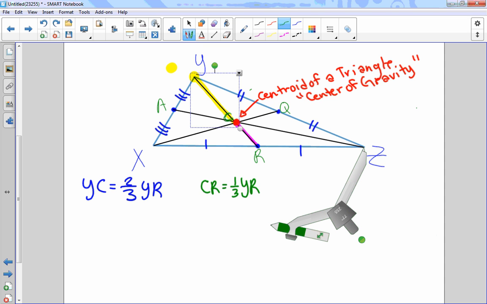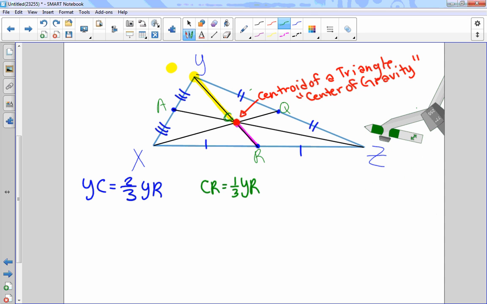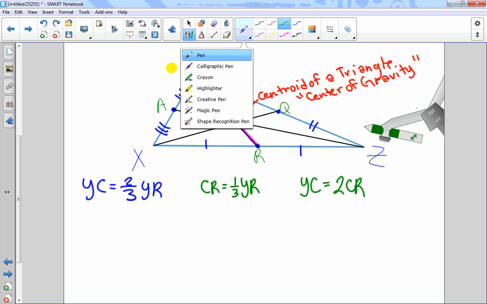If this one in yellow is 2/3 and this one in purple is 1/3, that means the yellow one has what relationship to the purple one? That's twice the size, twice as long. So YC is twice CR. You need two CRs to be equal. This happens everywhere. So I'm going to pick some different colors.